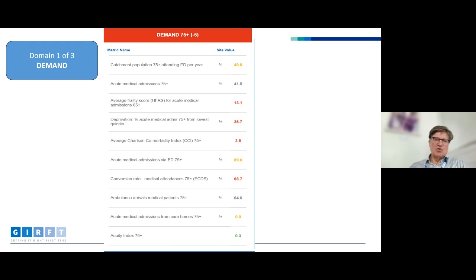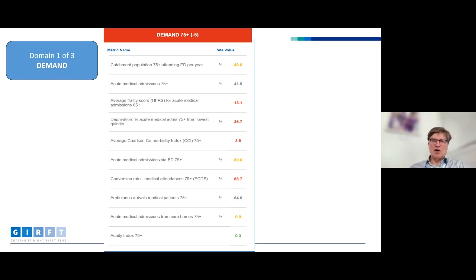In the other tools, we have demand, capacity, flow, and outcomes, and we don't have a capacity metric for frailty. The reason for SAMIT 75 plus is that capacity is not defined consistently between hospitals. What is a bed for geriatric medicine? What is a bed for frailty? So the capacity is omitted.